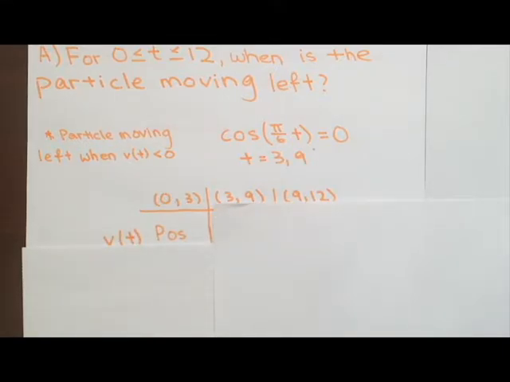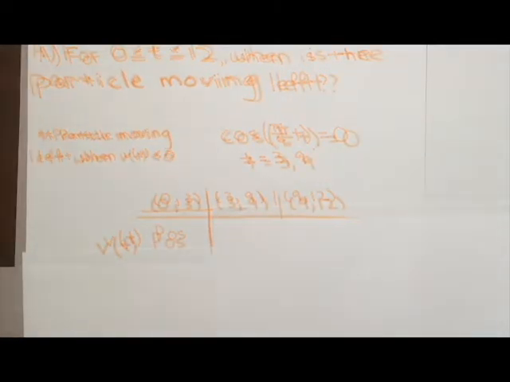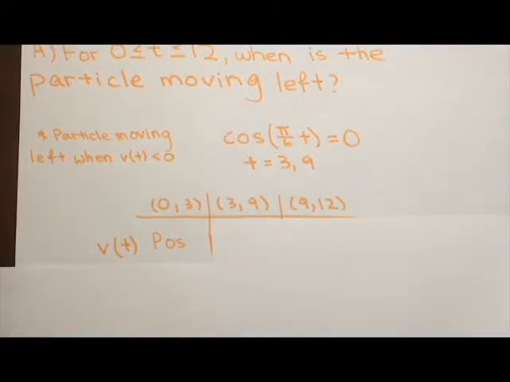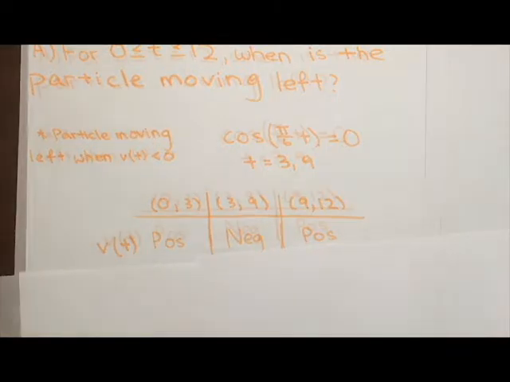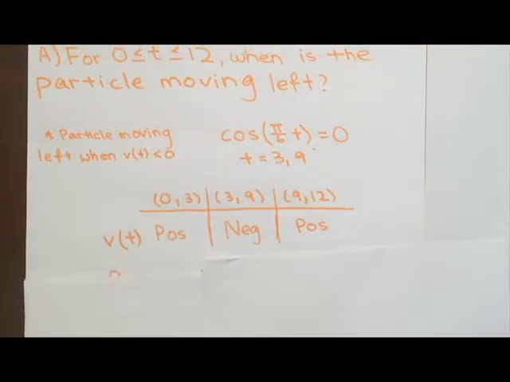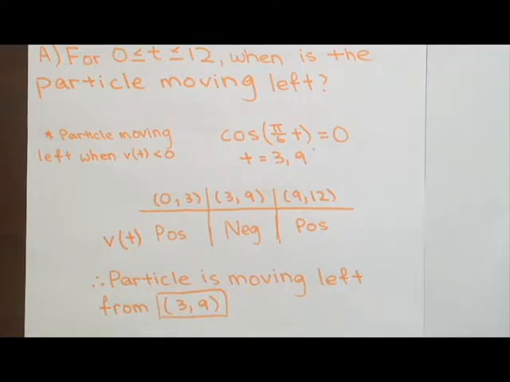So we can determine that the velocity from 0 to 3 will always be positive, and by plugging in more values from 3 to 9 and 9 to 12, we can determine that from 3 to 9 it will be negative, and from 9 to 12 it will be positive. With this information, we can therefore conclude that the particle is moving left from 3 to 9.